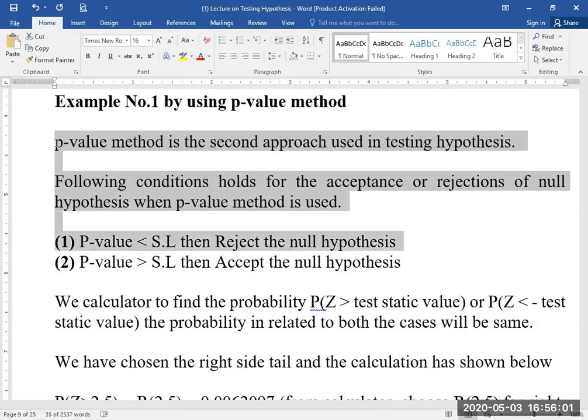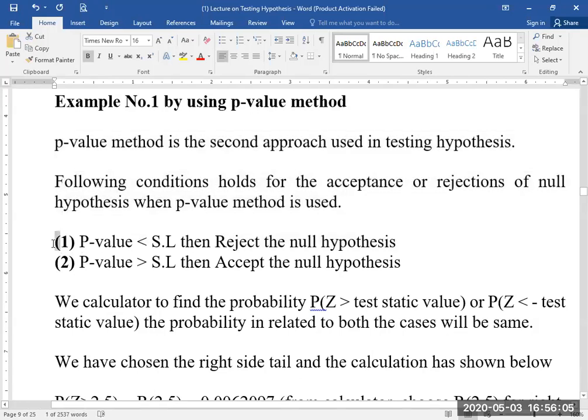Condition number one: if I calculate the p-value and it is less than the significance level, then reject the null hypothesis. Condition two: if the p-value is greater than the significance level, then accept the null hypothesis.